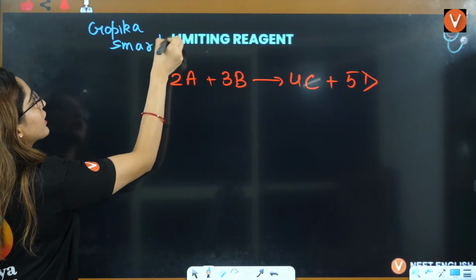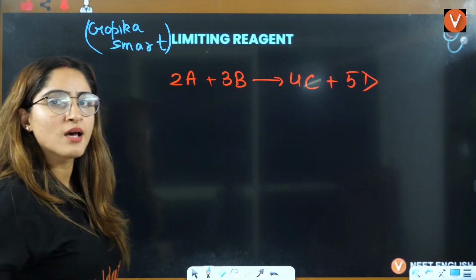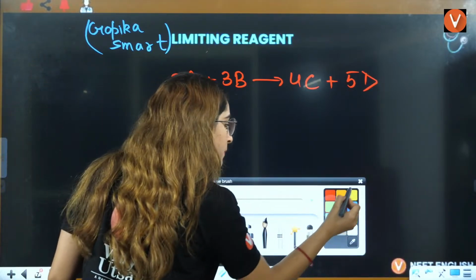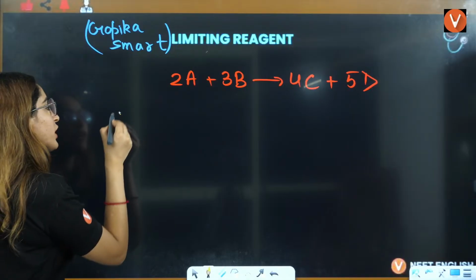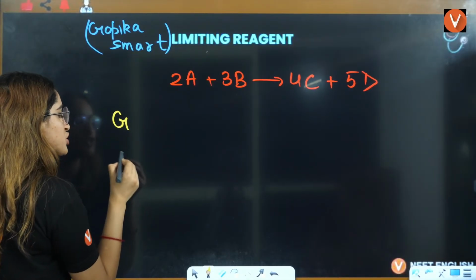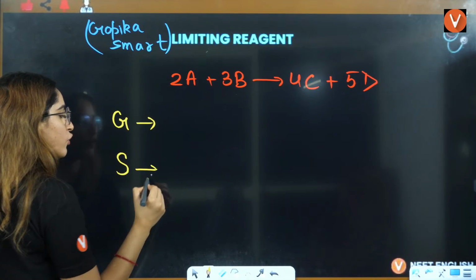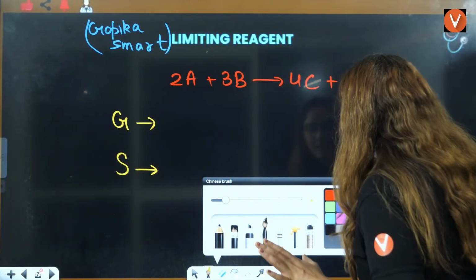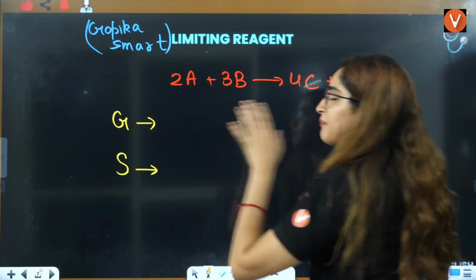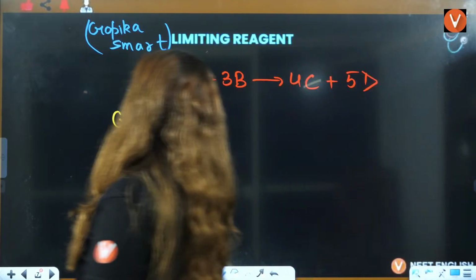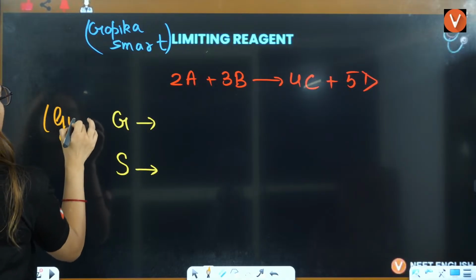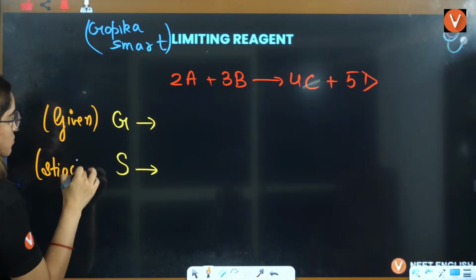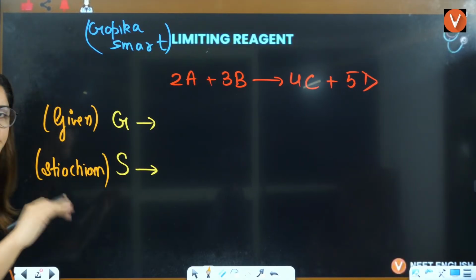Okay, do you agree? Gopika ma'am is smart. Same thing we are going to do here, right? Gopika ma'am is smart, so we are going to take the ratio of G and S. G for Gopika ma'am, S for smart, right? Now, if you see this here, G means given, what is given to you in the question. And S means stoichiometry.